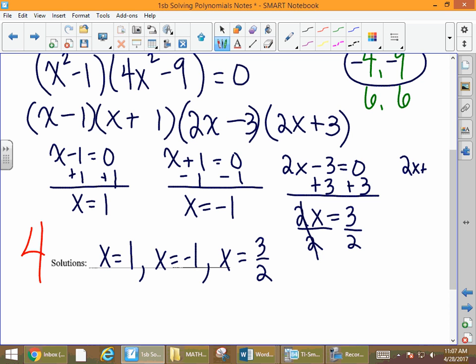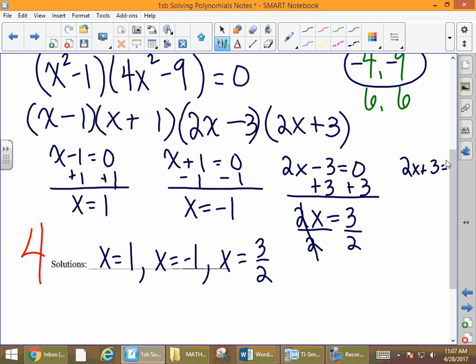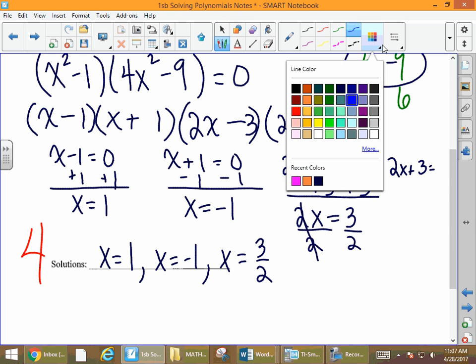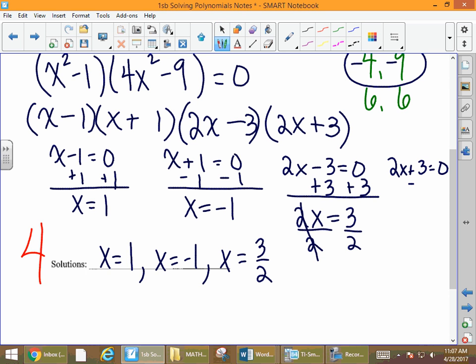But just in case you want the work here, as I'm running out of space myself, subtract 3 from both sides. We get 2x equals negative 3. Divide both sides by 2. So our fourth and final solution here is that x equals negative 3 halves.